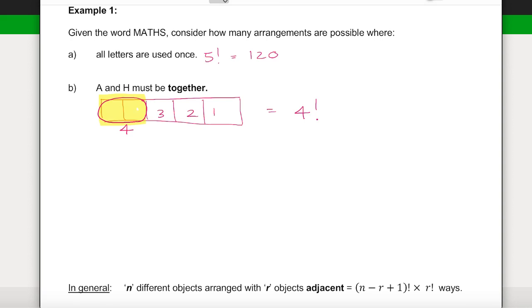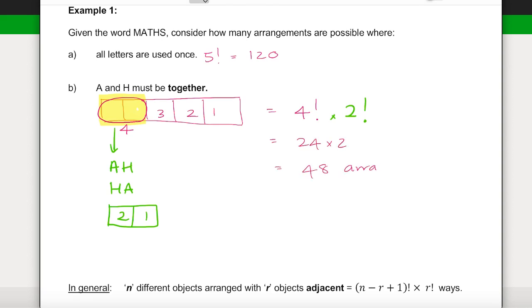But what we also need to consider, do we place the order of that unit as AH or HA? So in fact, if we take the single unit, we have 2 factorial ways of arranging those 2 letters that must be together. So we can add that onto our calculation. So we end up with 24 times 2, so 48 arrangements. So this significantly reduces our original 120 arrangements when we don't have any restrictions.